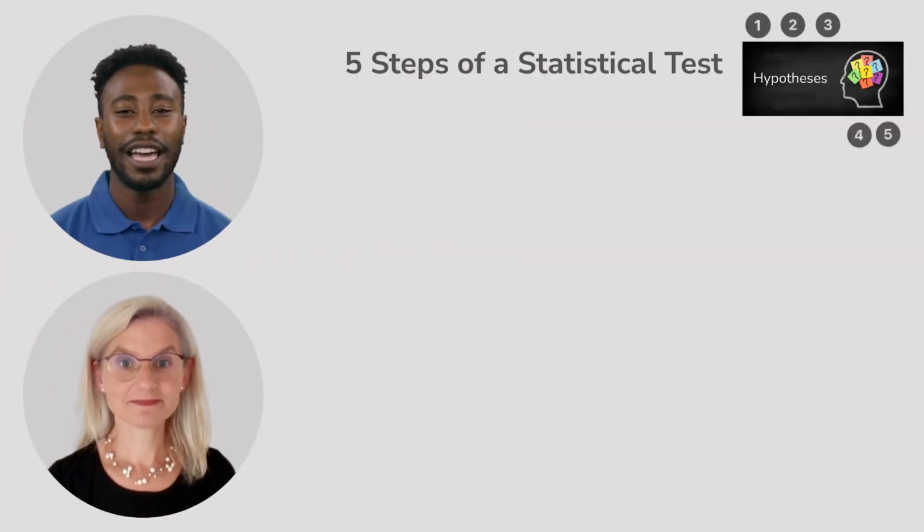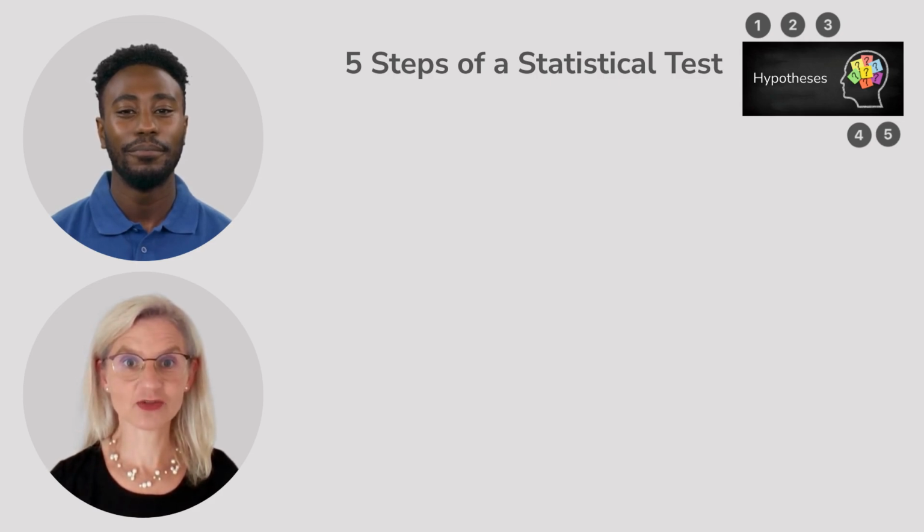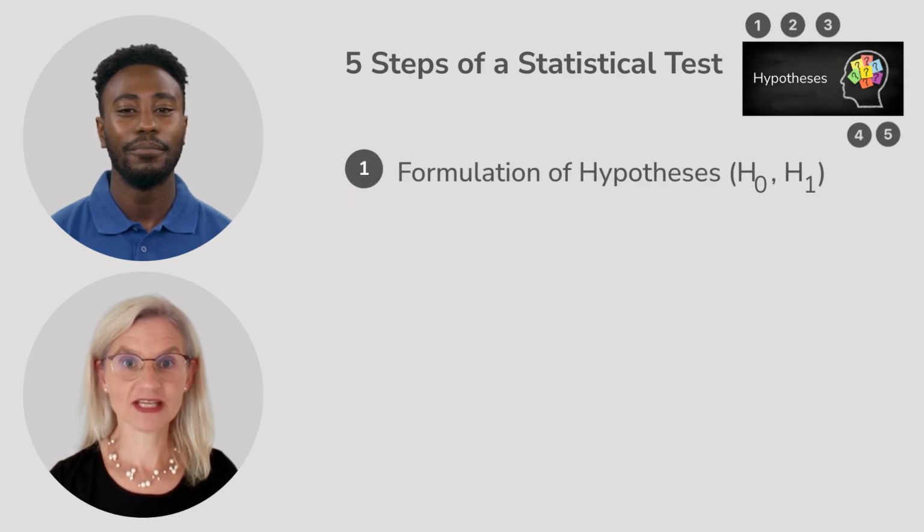So far, I understand that we need to use sample data to make decisions about the population. But how do we actually do a statistical test step by step? Great question. Every statistical test follows 5 essential steps. Let's go through them. Step 1 is to formulate a hypothesis pair based on your research question.